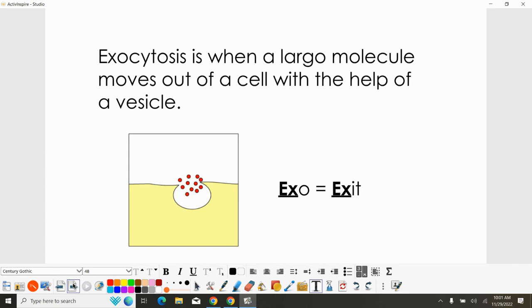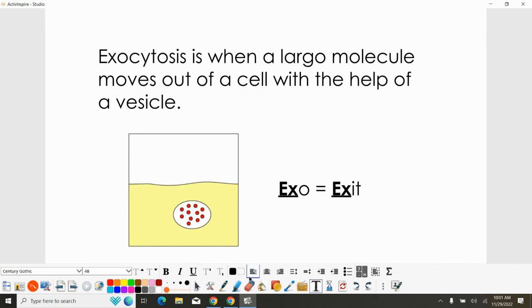Exocytosis is when a vesicle is used to remove something very big from the cell. Again, something like a lipid that's too big to get through one of the carrier proteins. Exocytosis starts with EX, so does the word exit. That'll help you remember that exocytosis is when something exits the cell in a vesicle.